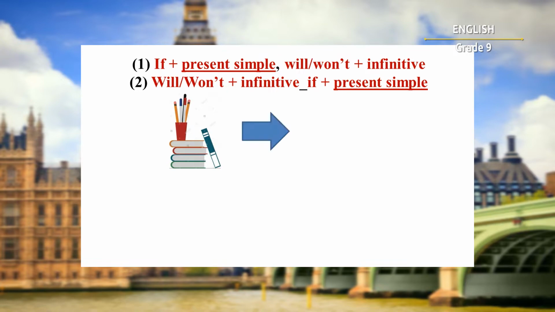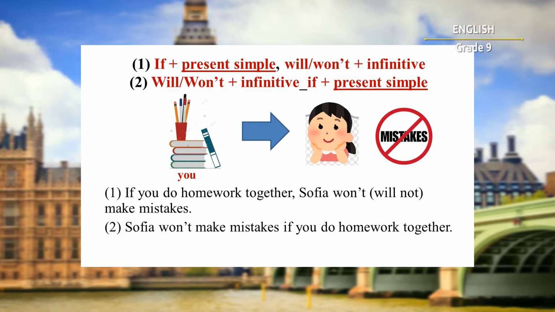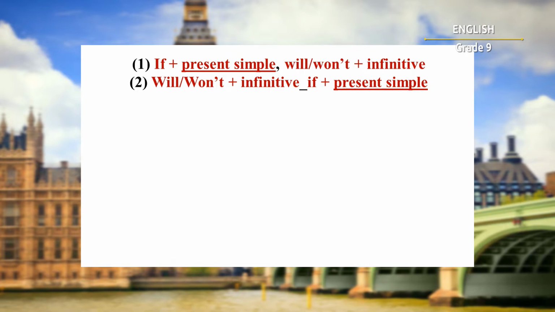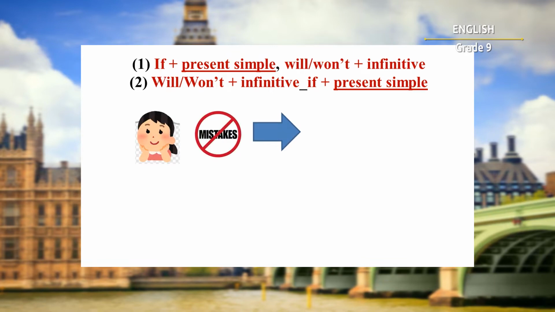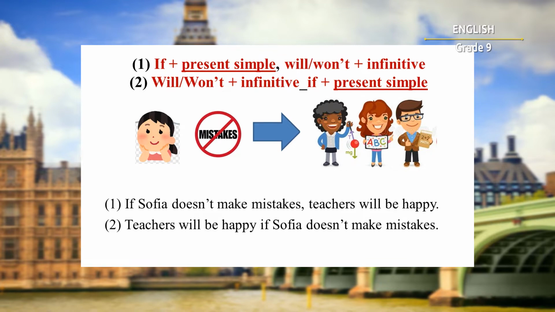What about these pictures? For number one, if you do homework together, Sophia won't make mistakes. For number two, Sophia won't make mistakes if you do homework together. And now you will see these pictures. For number one, if Sophia doesn't make mistakes, teachers will be happy. And form number two, teachers will be happy if Sophia doesn't make mistakes.